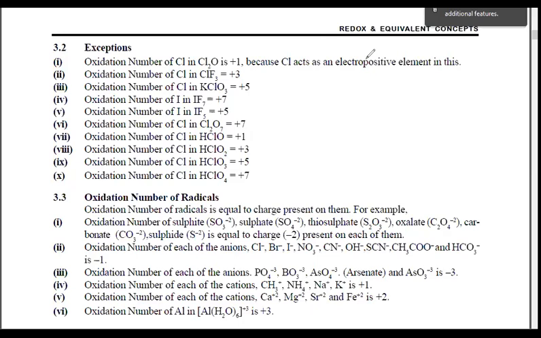Now, for radicals, what do you mean by radicals? Radicals means a molecule or charged molecules. For example, SO3 2 minus. So you have to remember. Okay, you have to remember.